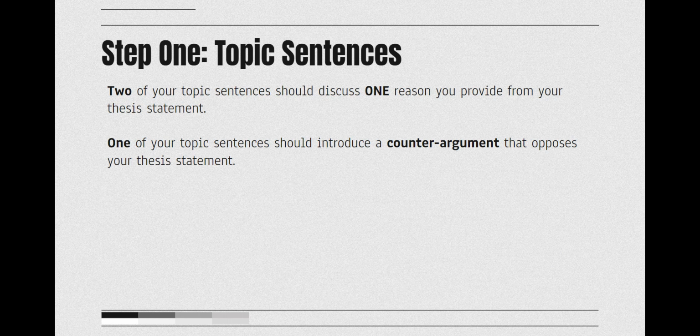So our first paragraph will be one reason why our claim is true. Our second paragraph will be another reason why our claim is true. And our third paragraph will present a counterargument, but then also loop back to the third reason why our thesis statement is correct or true. But one of these topic sentences will introduce the counterargument and what people would say if they were opposing your argument. So, what should these topic sentences look like?